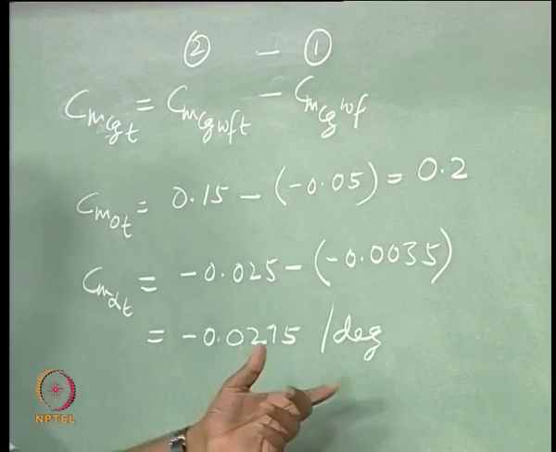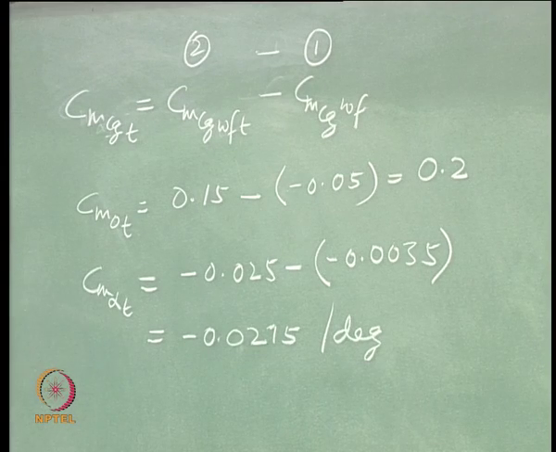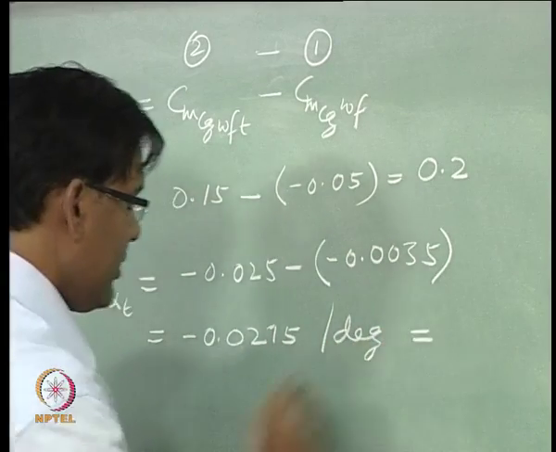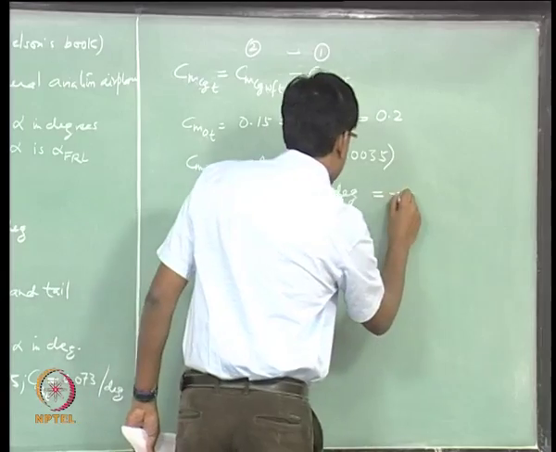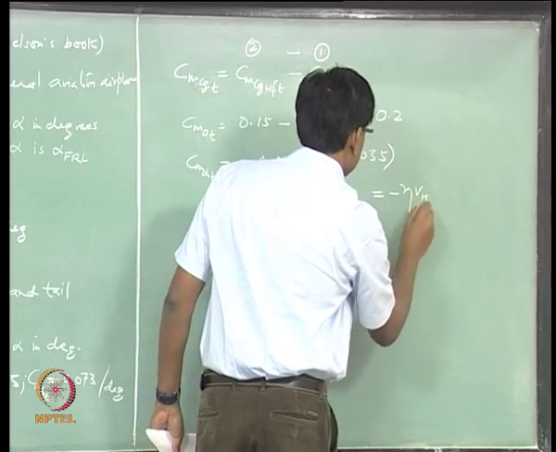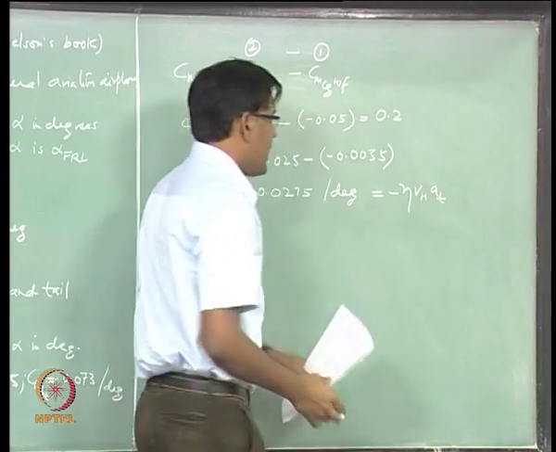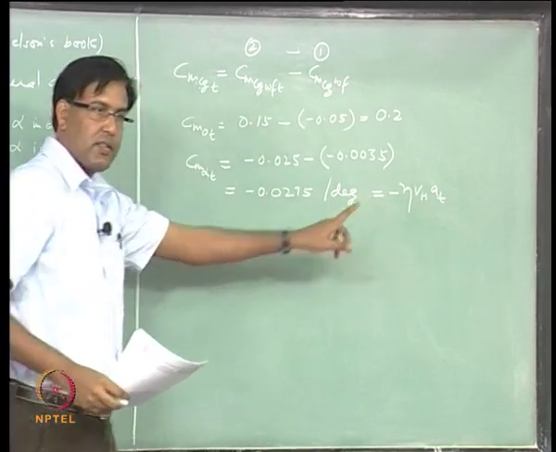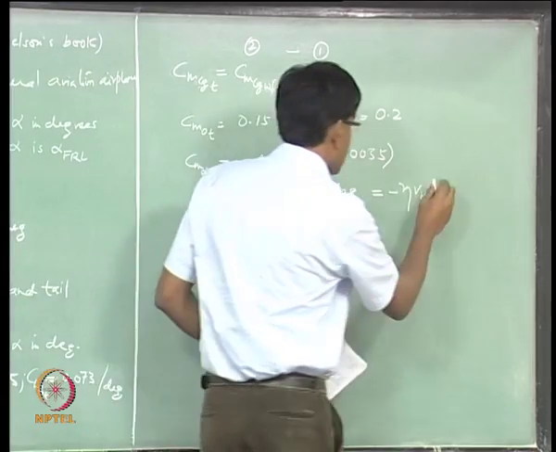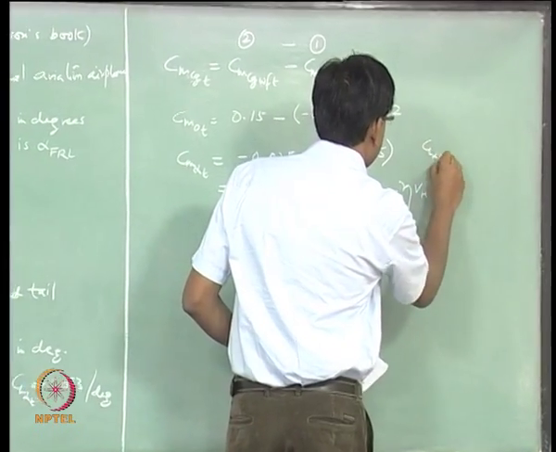And this is per degree. Okay. So, this should be equal to minus AT, where AT is the lift curve slope of the tail, which is also CL alpha tail.